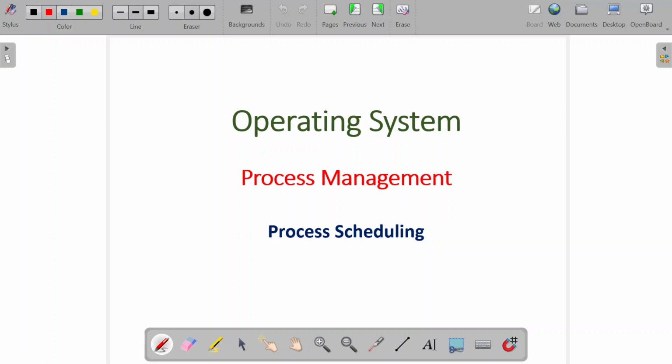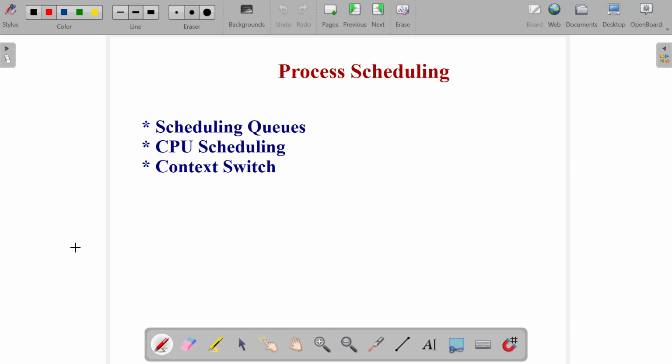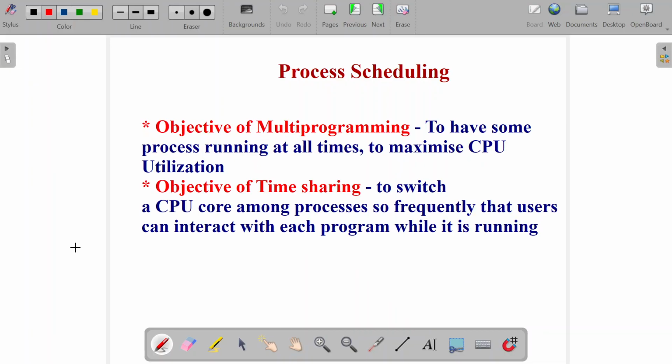Hi, in this session we are going to discuss process scheduling in an operating system. Under process scheduling we are going to discuss scheduling queues, CPU scheduling and context switch. Now, first we need to know what process scheduling is, and how the processes are going to be scheduled on the CPU.